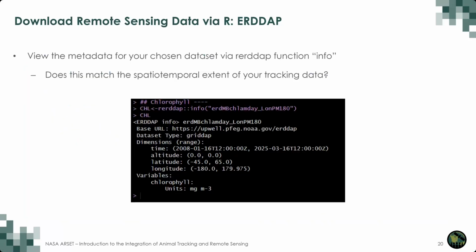Once you find a data set, you can also search for it within R with the info function. And if you were to use this info function, then it would just return the metadata for that. And so you can see in the dimensions here that it shows you the time frame. So this data set runs from 2008 to 2025. So our data from 2022 fit well within that. We're looking at sea level, so altitude doesn't matter, and then our latitude and longitude fit within these ranges as well. And you can see that the one variable available in this data set is chlorophyll, and it even gives you the units. And so this is all really important information to know so that you can report it later.